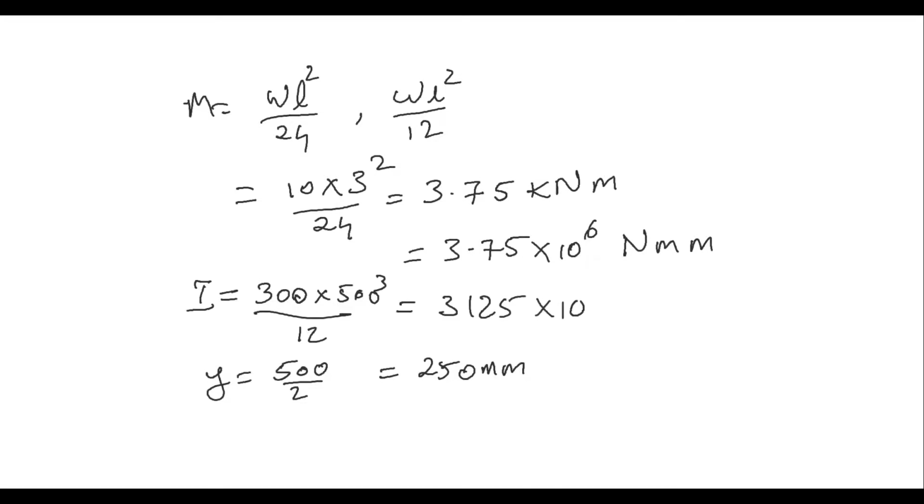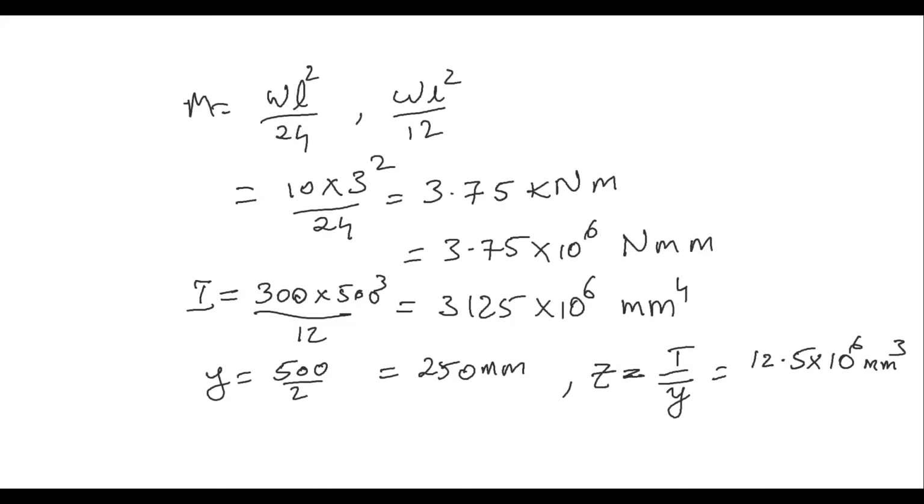3125 into 10 power 6. What are the units? Mm power 4. Now tell me what is Z value. Z is nothing but I by y, and how much is that? 250. 3125 into 10 power 6 divided by 250. 12.5 into 10 power 6 units mm cube. So that is the value.